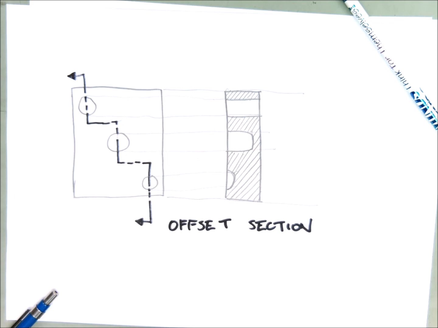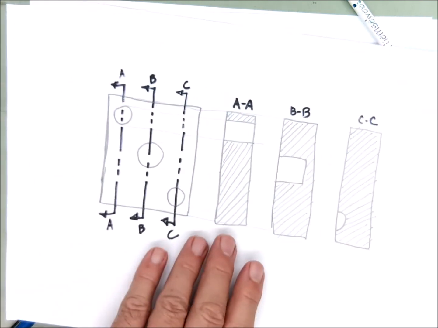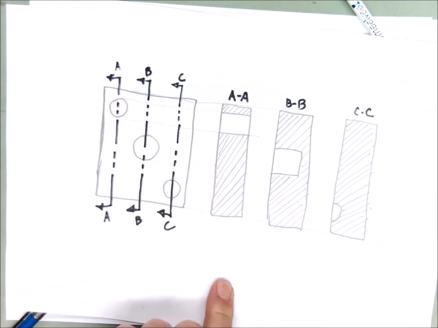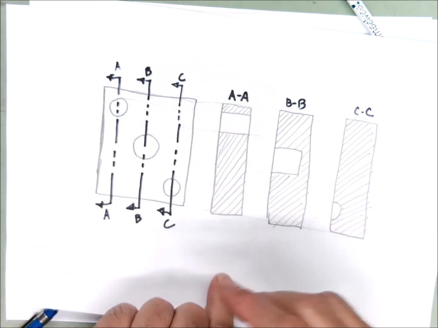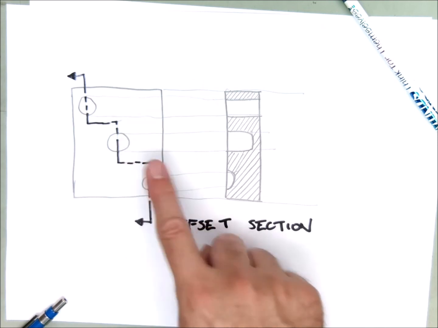Alright, so we've got a way to save time when we've got things that don't line up that need to be shown in section. We don't make lots of section drawings with multiple cutting planes. We make 1 offset section and it can hit all of them.